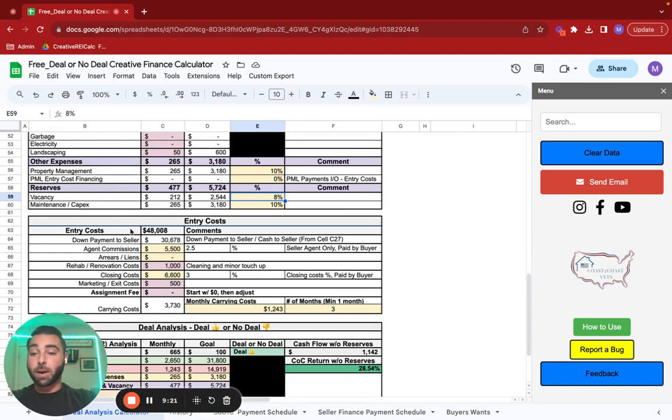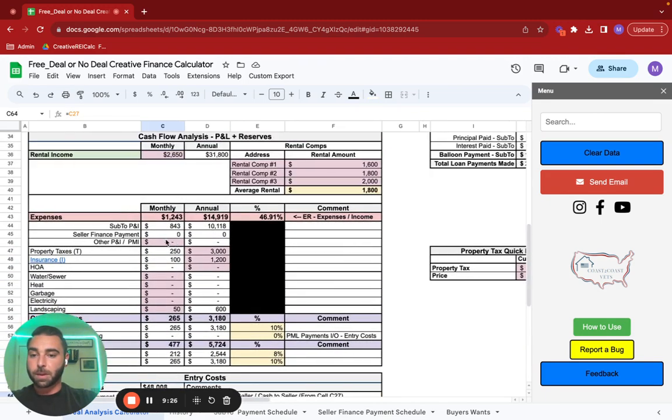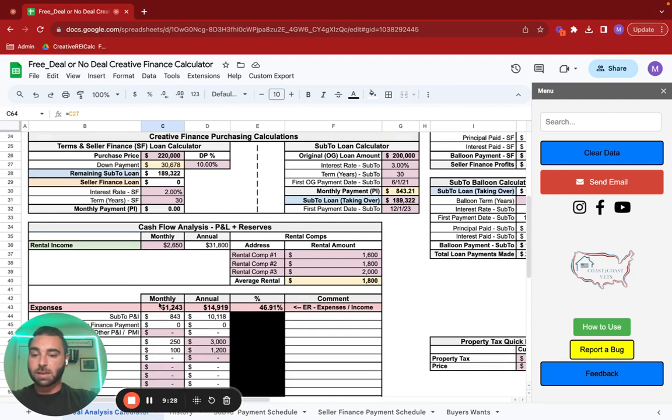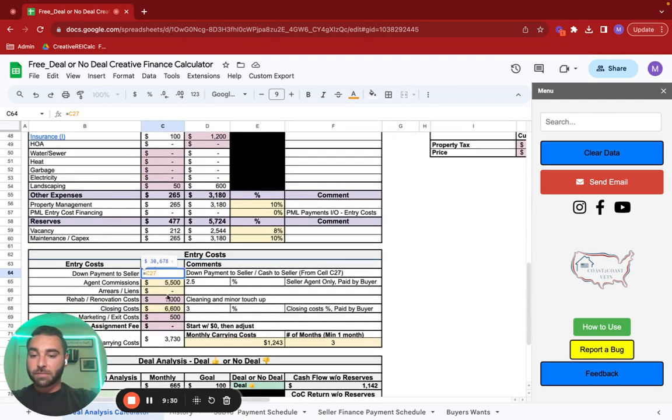So what comprises the entry costs are your down payment to the seller. This value is pulled from this down payment right up here. It's just the same value there. If there's an agent involved, if you're paying them a commission, so usually, let's say it's a 5% total commission, but you're underrepresented, you're only paying the seller's agent yourself, then here it says 2.5% is what you're paying the agent. Arrears or liens, so if there's any additional loans or back payments on the loan that you have to pay off, you'd put that value here.